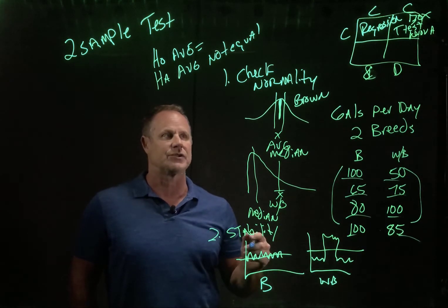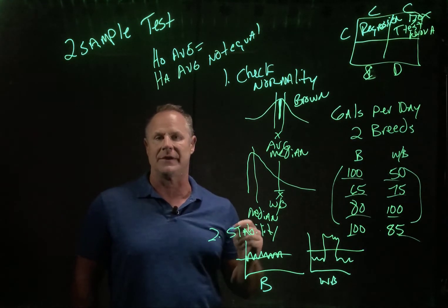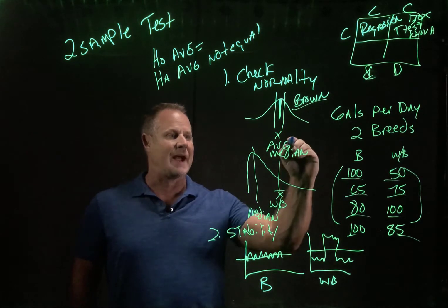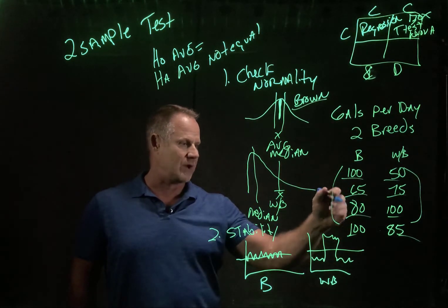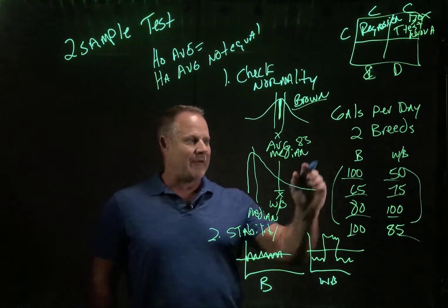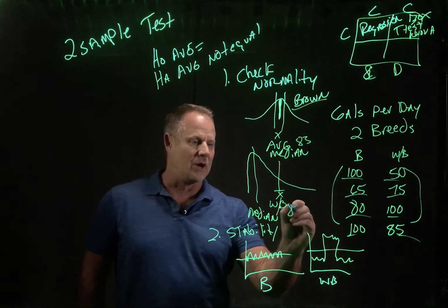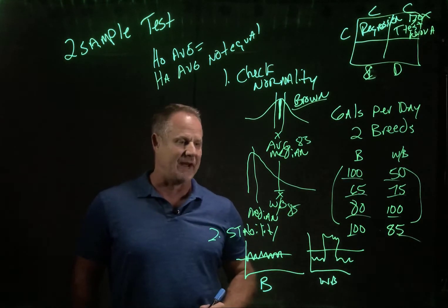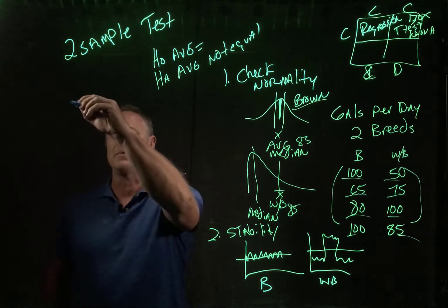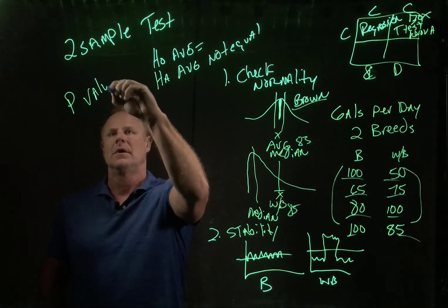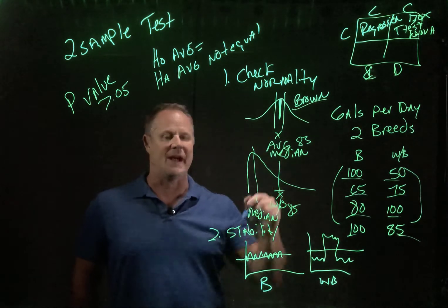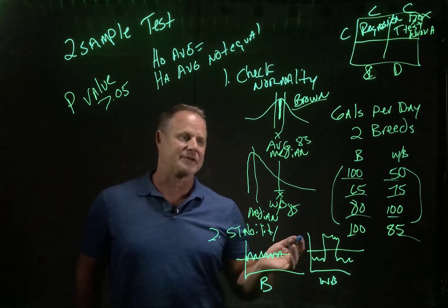What you're trying to do is see if the averages are a good indicator of performance. So, for example, my brown cattle give me an average of, I don't know, what do you think? 83 gallons a day. For the sake of argument, my Holsteins also give me around that, 85 gallons a day. So right now, I would say we're going to get a p-value greater than 0.05 when we do the two-sample t-test.